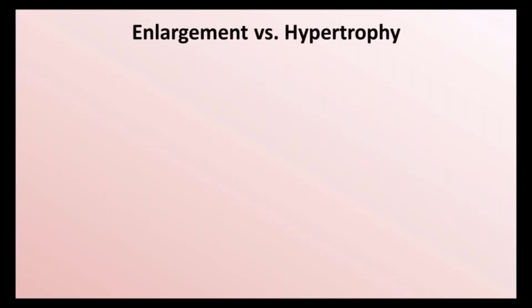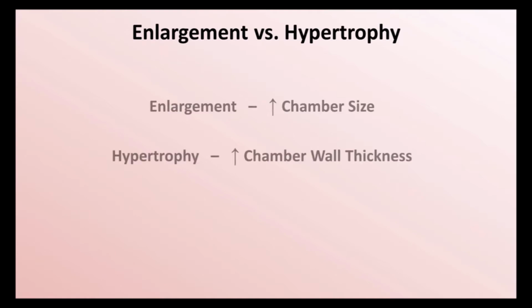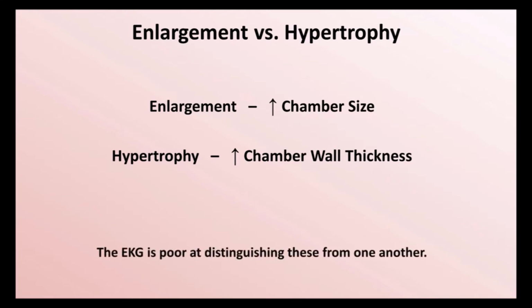To highlight the differences between the terms enlargement and hypertrophy. Usually, enlargement refers to increased chamber size, whereas hypertrophy refers to an increased chamber wall thickness. Although it is sometimes suggested that enlargement is from volume overload and hypertrophy is from pressure overload, this dichotomy is overly simplistic and should be avoided. Unfortunately, the EKG is poor at distinguishing enlargement from hypertrophy, which generally requires cardiac imaging such as echocardiography or MR.